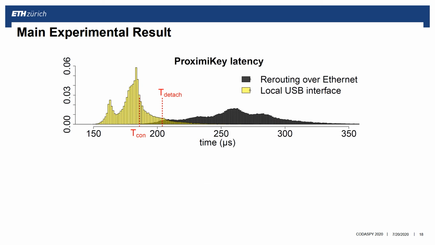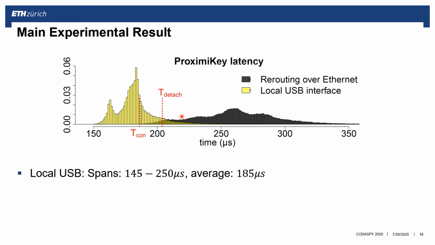Now if we look at the experimental result, we see two latency histograms. The yellow one is the local USB interface, and the black one is rerouting over Ethernet. We can see there is some separation between them, but there is also some overlap because this attacker is actually very fast. As you see, the latency is only a few hundred microseconds. The local USB connection averages around 185 microseconds, while the 1 meter long Ethernet connection in ping flood mode has around 264 microseconds. So there is some difference, but there is also some overlap.